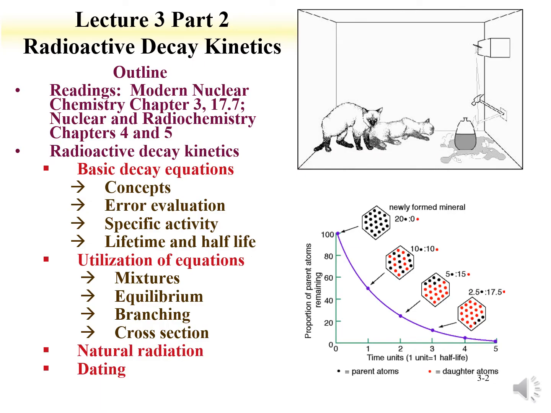Lecture 3 Part 2 uses the same reading as the other part of Lecture 3: Modern Nuclear Chemistry, Chapter 3 and Chapter 17.7, and Nuclear and Radiochemistry, Chapters 4 and 5. This lecture, Part 2, is going to cover equations. We're going to look at mixtures, equilibrium, and branching. We're also going to introduce an equation that we can use to calculate parent-daughter decays and decay chains.